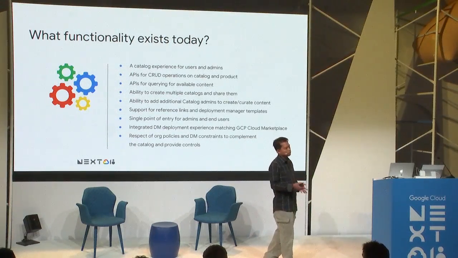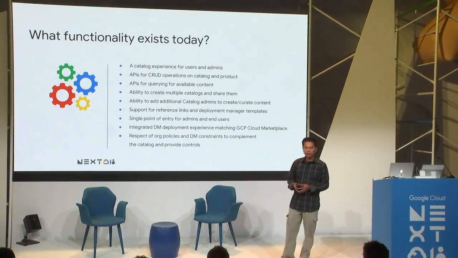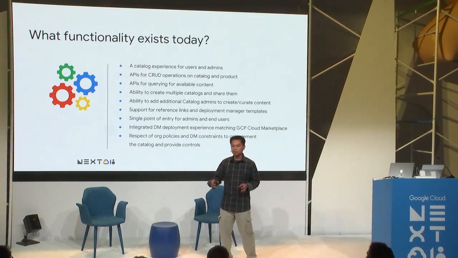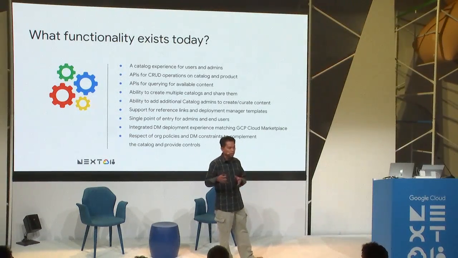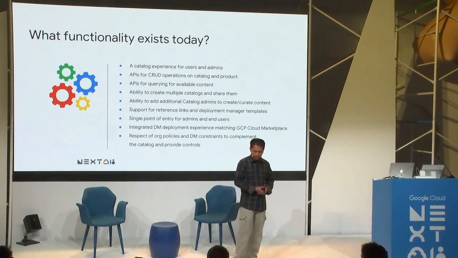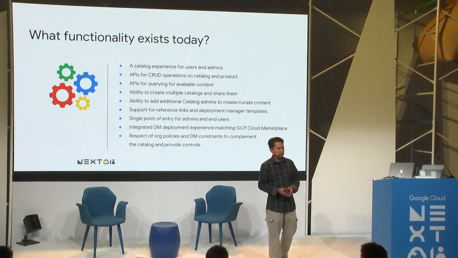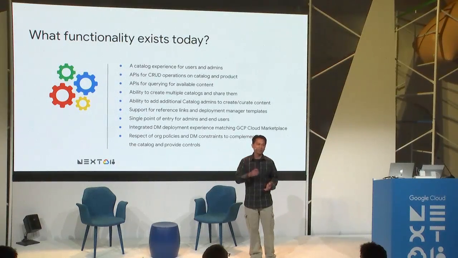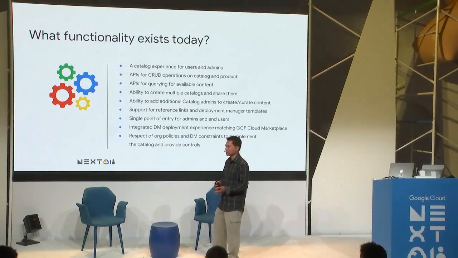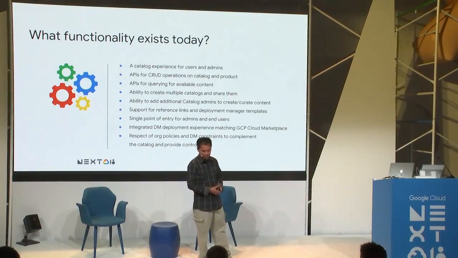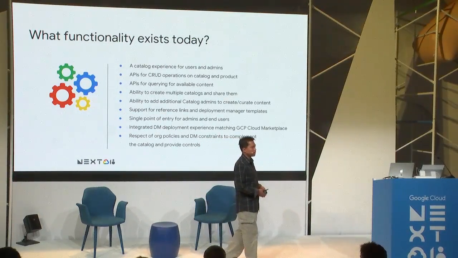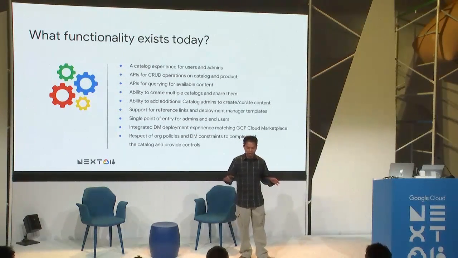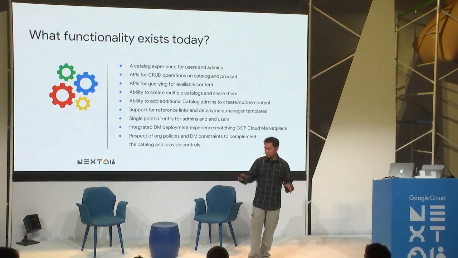There's a single point of entry for your admins and your end users. The IAM permissions will gate whether they have access to the admin console or not. That simplifies things, so everyone just goes to a single place. We integrate the DM experience, which looks exactly like the Cloud Launcher, so you have the same flows. Anyone familiar with the GCP Cloud Marketplace, we actually just changed the name, can follow that same path. If you have any org policies set within your organization, and if you use the DM constraints, we're going to respect all that. We're not going to override anything. All that works well within the GCP environment.